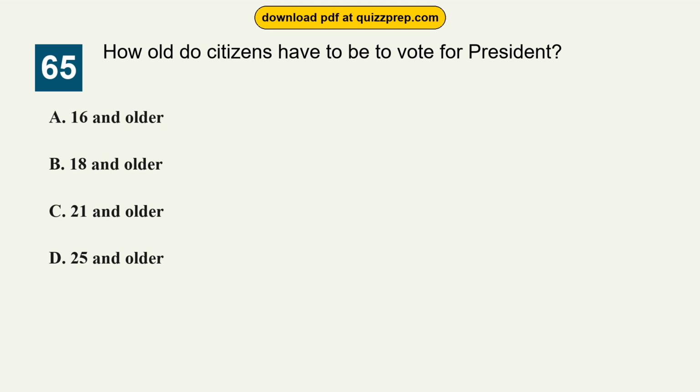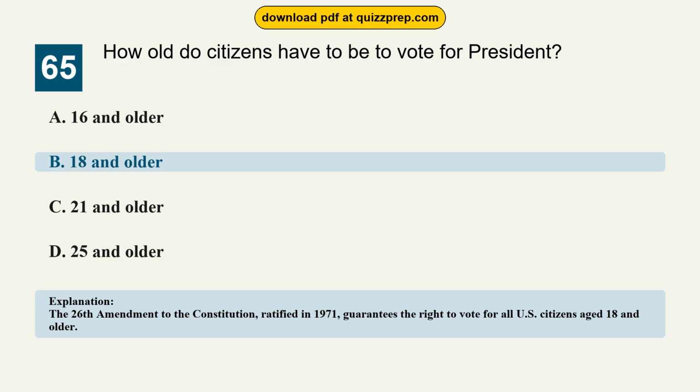Question 65. How old do citizens have to be to vote for president? Option A, 16 and older. Option B, 18 and older. Option C, 21 and older. Option D, 25 and older. The correct answer is option B, 18 and older. The 26th Amendment to the Constitution, ratified in 1971, guarantees the right to vote for all U.S. citizens aged 18 and older.